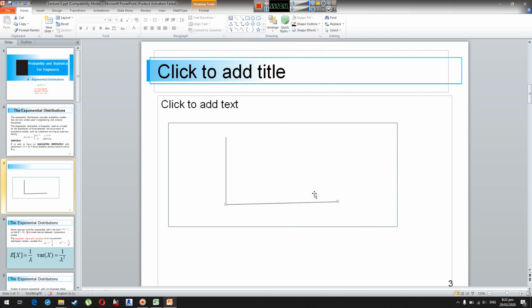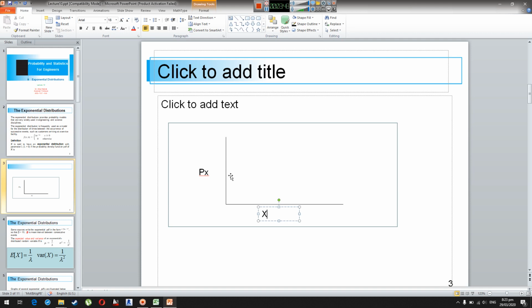So if we have a probability distribution, p of x, on the y-axis, and we take the random variable x on the x-axis, then we will have x as a random variable on the x-axis, and we can take its respective probability on the y-axis.